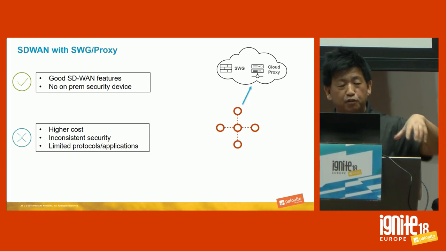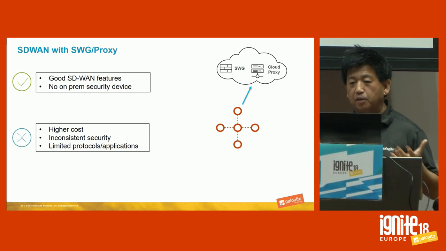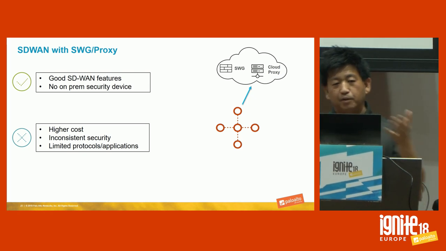That lateral movement, as it's happening inside the organization, is happening because there's no segmentation, there's no inspection, there's no visibility about what's happening. That's the problem with the secure web gateway proxy environment with SD-WAN.